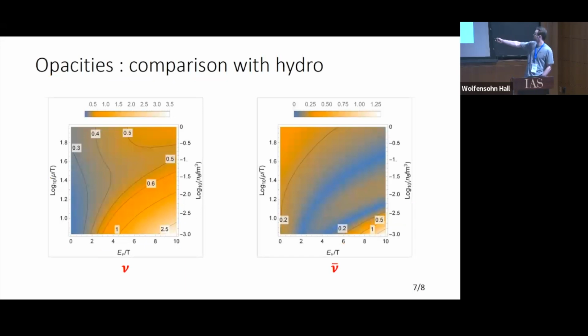And here what I show are the so-called opacities, which control the transport of neutrinos. And I show them for neutrinos and antineutrinos. What I show is actually the relative difference of these opacities with the hydrodynamic approximation in the two-dimensional space of neutrino energy and density. And this plot shows that at low energies, the hydro approximation is quite good and becomes worse and worse with energy. But it remains quite good when you go to high density, because the actual criterion is that the energy should be smaller than the chemical potential.